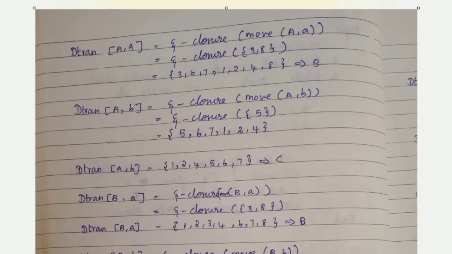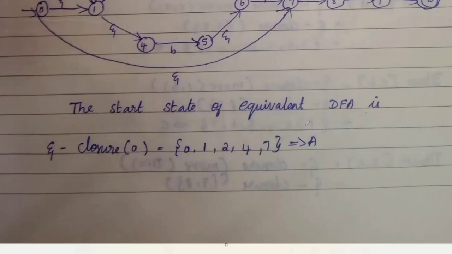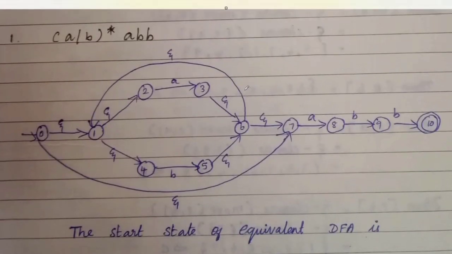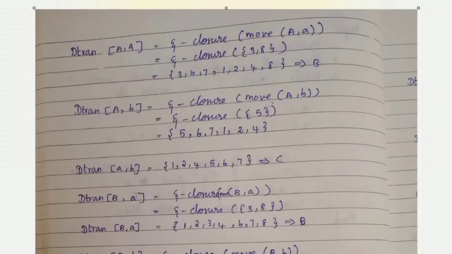Next, apply the input b. DFA transition of A on small b equals epsilon closure of move(A, b). From state A, we have the numbers 0, 1, 2, 4, 7. Of these, state 4 on b leads to 5. Look at the transition diagram. From state 4, seeing symbol b, we reach 5. The remaining states have only epsilon transitions. Here you write 5. So move(A, b) is going to be {5}.